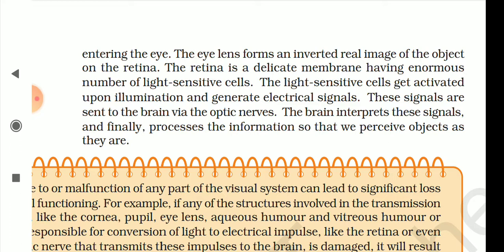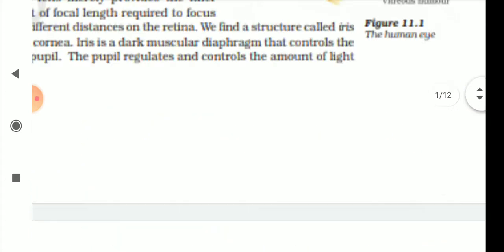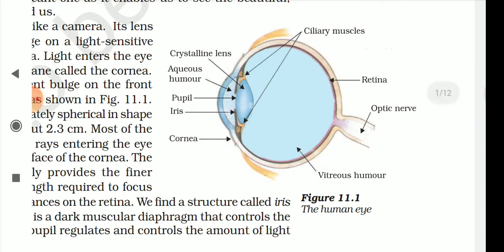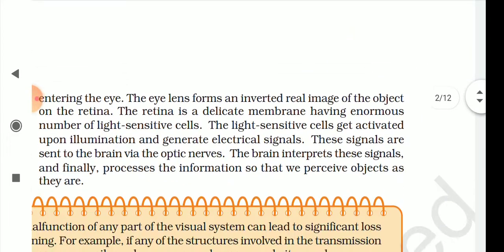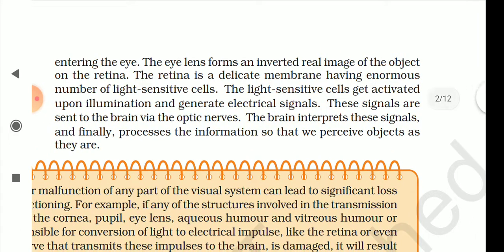Please note, students, the signals that are generated by the illumination of light are sent to the brain using optic nerves. As we have seen, these are the optic nerves through which the brain senses what type of element or object or human is kept in front of us. Okay, I hope you are clear with this. So these signals are sent to the brain via optic nerves. The brain interprets these signals and finally processes the information so that we perceive objects as they are. Okay, I hope you are clear with this.